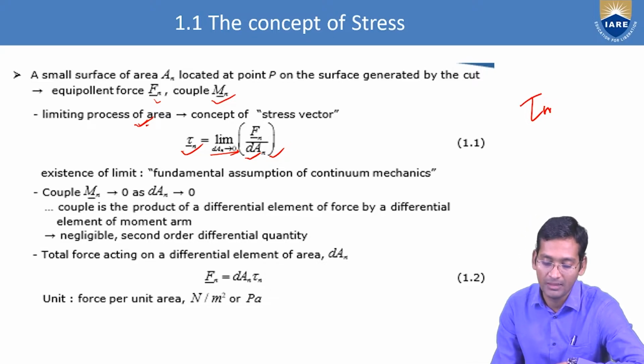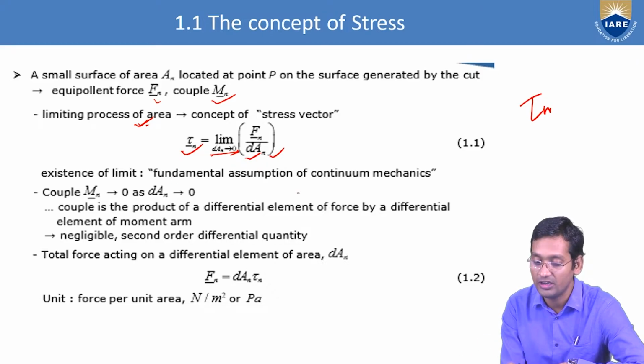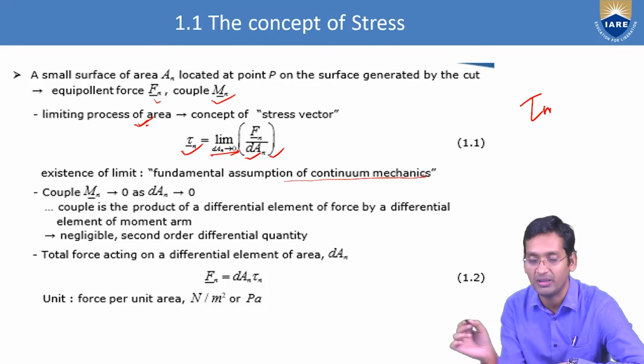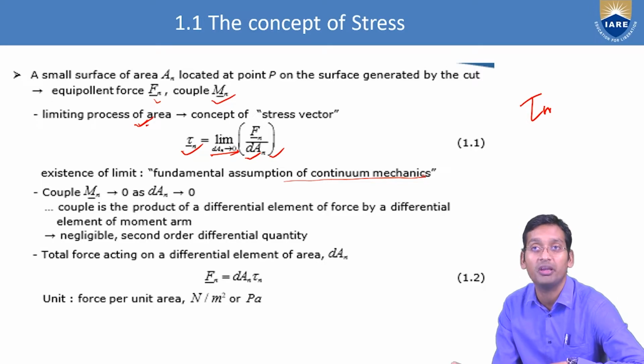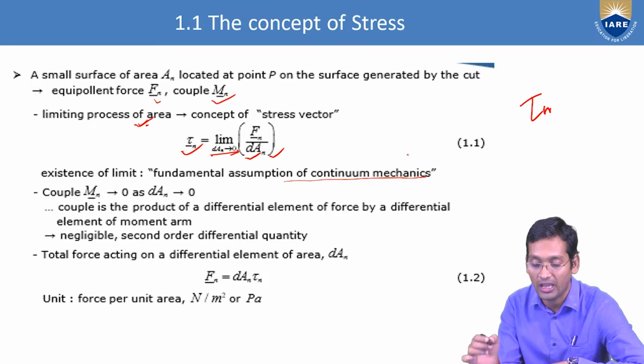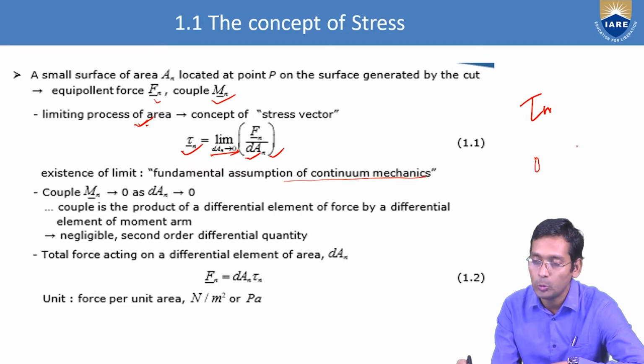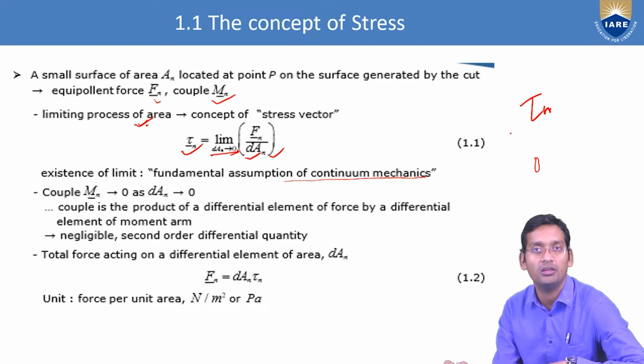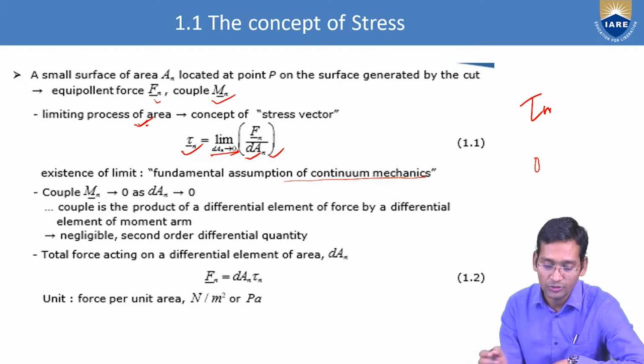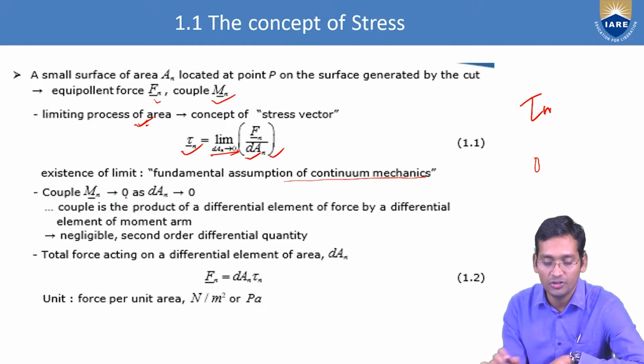Okay. Now the existence of this limit, right? So that's why, just to explain the fundamental assumptions of continuum mechanics. Continuum mechanics is what? It should be continuous. We can take any small element, for any region, and over the entire span we can integrate it. We will get the total force. So now let's see, when couple is 0, what happened?